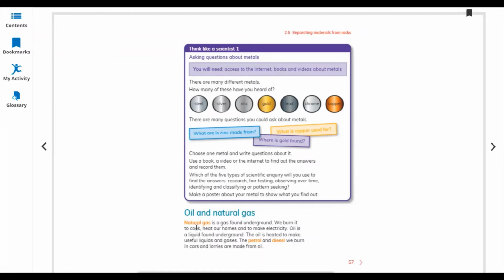Okay, oil and natural gas. Natural gas is a gas found underground. We burn it to cook, heat our homes, and make electricity. Oil is a liquid found underground. The oil is heated to make useful liquids and gases. The petrol and diesel we burn in cars and lorries are made from oil. We put petrol in our cars so that we can move from one place to another, in big cars, lorries and small cars. Also, we use diesel for transportation. So this is all coming from natural resources.